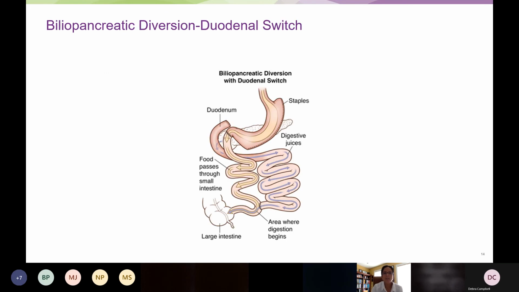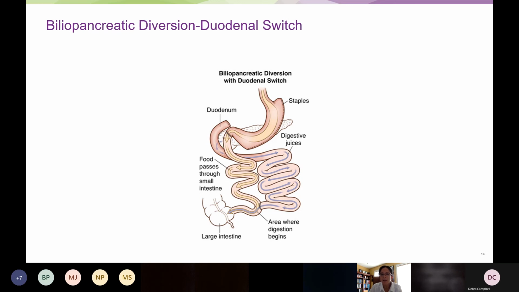The biliopancreatic diversion is basically a surgery where we bypass almost half of the intestine. We make a gastric sleeve, we spare the pylorus, and then we count about 250 centimeters from the ileocecal valve proximally. That's called the alimentary limb. That is essentially where food goes from your stomach down that limb. The rest of the intestine is basically bypassed. We call that the biliopancreatic limb.